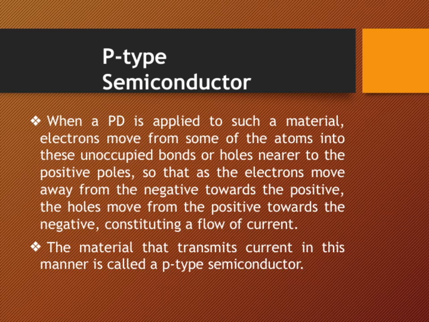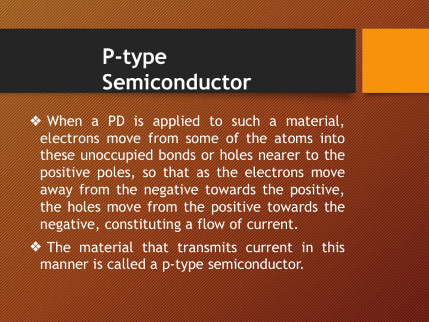When a p-type semiconductor is created, a process called doping introduces impurities that affect how electrons move. When we apply a positive potential, or a positive voltage, to such a material, electrons start to move from some of the atoms into unoccupied bonds, or holes, that are closer to the positive pole. As these electrons leave the negative side and head toward the positive, the holes, which are basically missing electrons, appear to move from the positive side toward the negative. This movement of electrons and holes creates an electric current, which is the fundamental concept behind semiconductor operation.